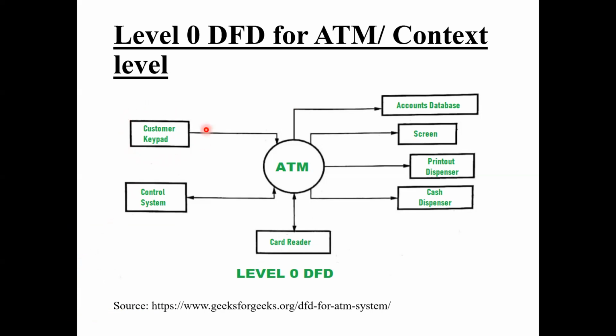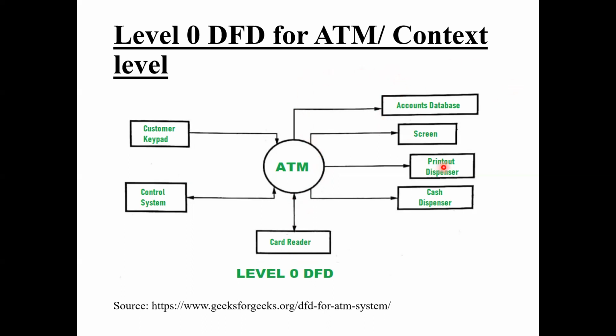See, I told you that a rectangle will be your source or destination. So here it is the source, and the source is going to the ATM part. Here the control system is good. The arrow is on both sides, meaning either of them can be the source or the destination. Card reader in both directions. Account database is shown here.